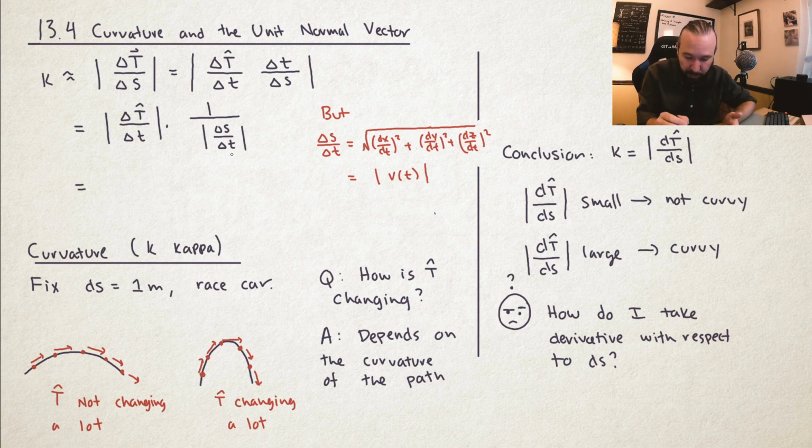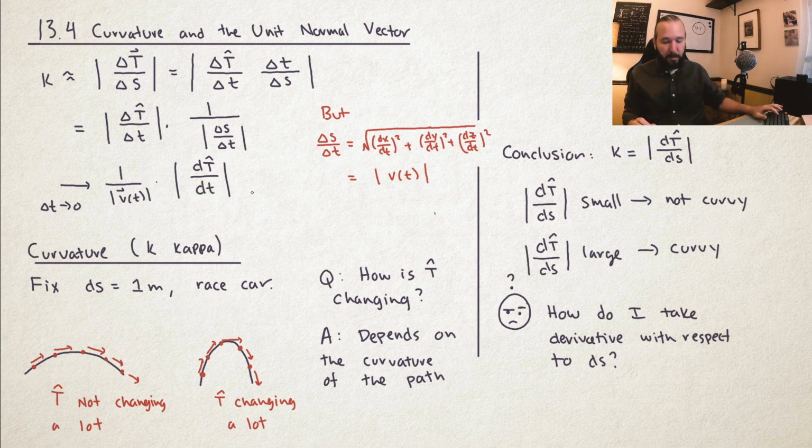So here we get the final formula. They just like to put this thing in front because it looks a little bit cleaner. So here's the final answer: 1 over the magnitude of v of t times, I'm going to make this a limit, so now we're going to take a limit as delta t goes to 0. And we get 1 over the magnitude of v of t times the derivative of the unit tangent vector with respect to time. Okay, and that's it. So here is our formula for the curvature.